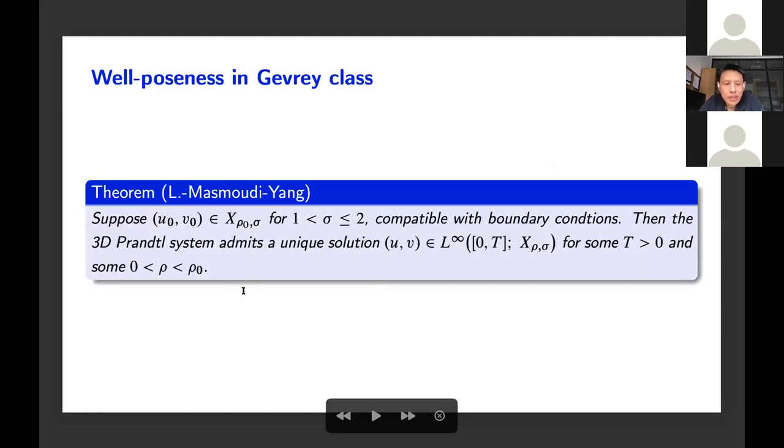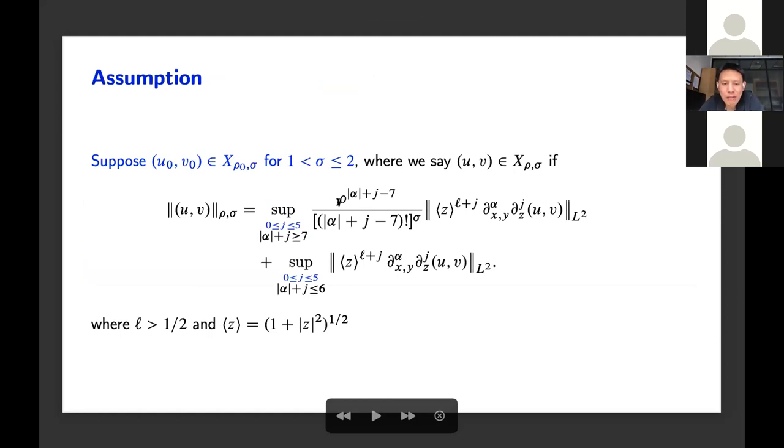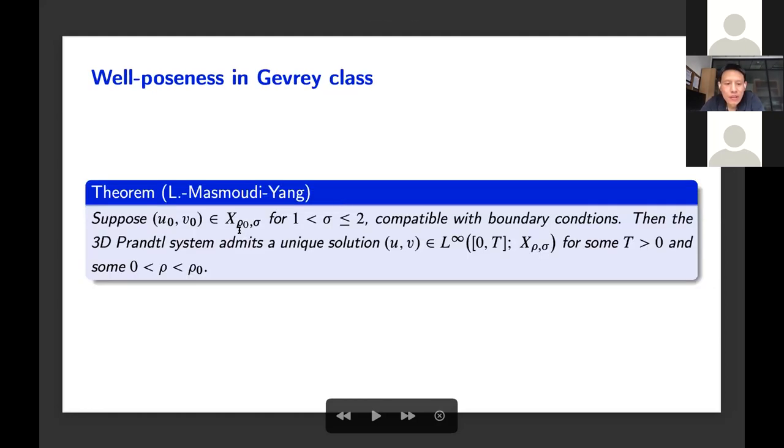So this is the main result. If the initial data belong to the Gevrey space with Gevrey index smaller than 2 and satisfy some compatibility condition, then the Prandtl equation has a unique solution, and of course it's a local solution in the same Gevrey space. But here tau stands for the radius of convergence. So for the solution, the radius of convergence becomes smaller compared with the initial data. This is reasonable because we have to overcome the loss of derivatives.